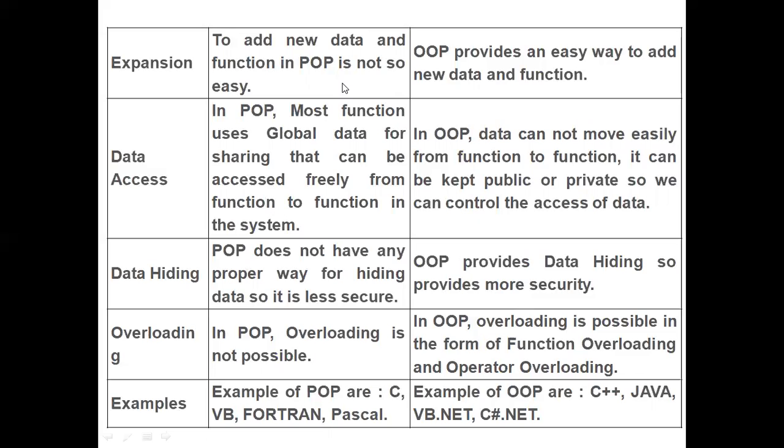Data access: most functions use global data. It means all the data in procedure-oriented is global, and can be used freely from one function in another function. But in object-oriented programming, data cannot move easily because all data is not global, all data is not public. If you want to hide or secure data, you can put your data in private space, then it cannot be moved easily from here to there.